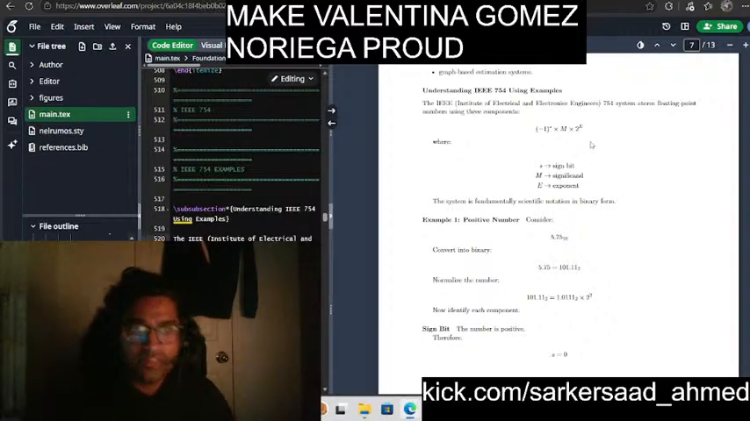The IEEE 754 system stores floating point numbers using three components: -1 to the power s times m times 2 to the power e, where s is the sign bit, m is the significand, and e is the exponent. The system is fundamentally scientific notation in binary form. So consider 5.75 in base 10. It's a real value, not a binary one, so we're going to convert that into binary. 5 is 101, and 0.75 is 11.